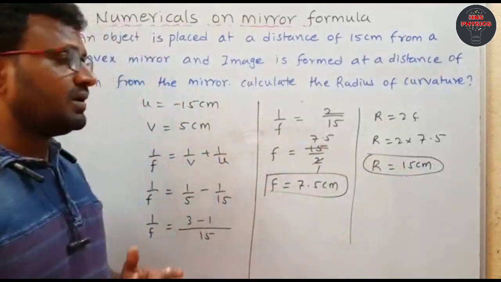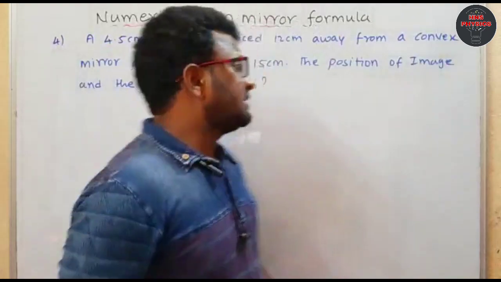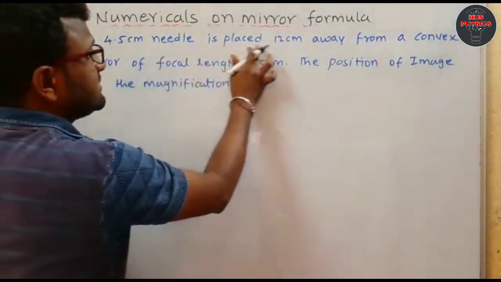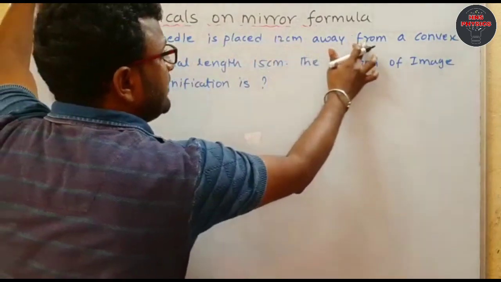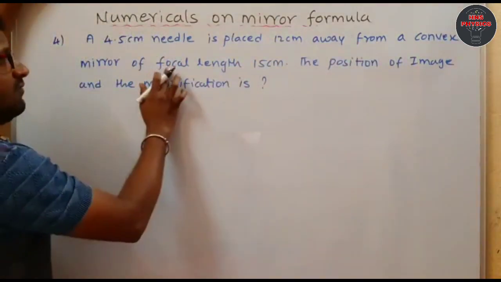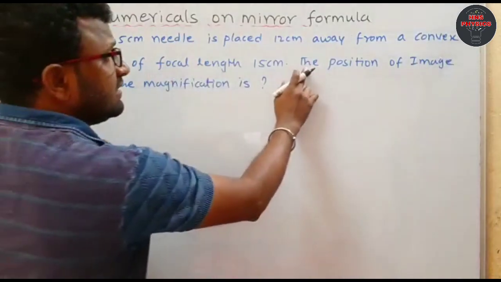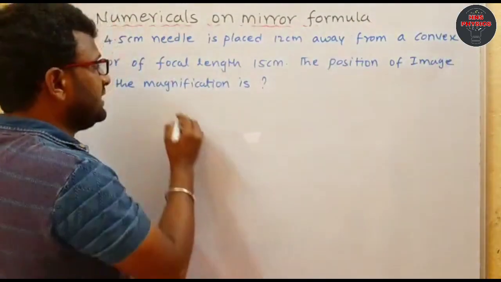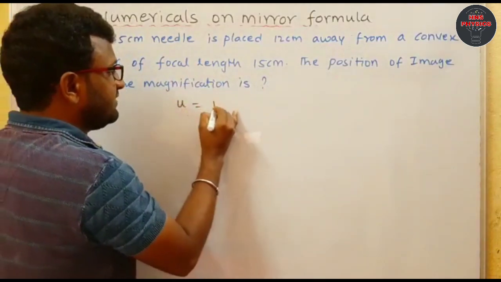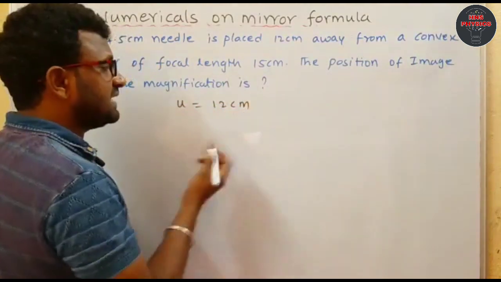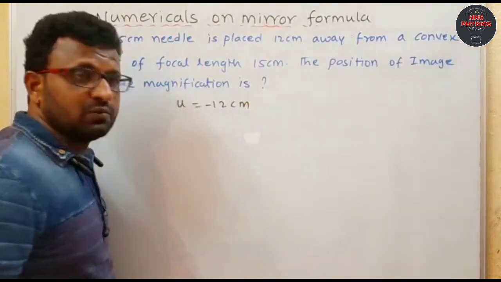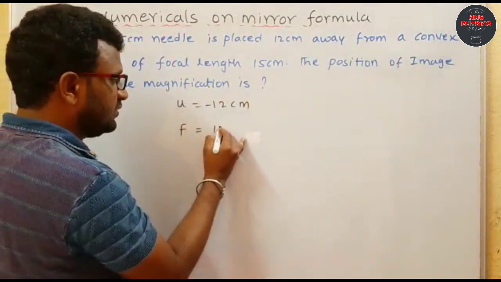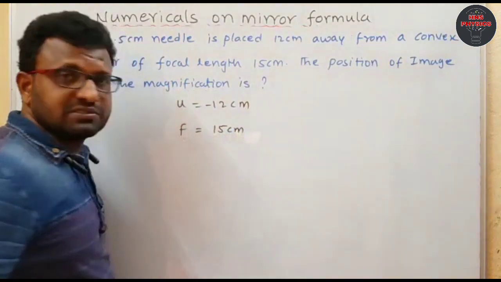So this is the third problem. Come to the fourth problem. What is given? A 4.5 centimeter needle is placed 12 centimeter away from a convex mirror of focal length 15 centimeter. Then find the position of the image and the magnification. So see here, in this question object distance is given as 12 centimeter. If you take sign convention, it is negative. And focal length for a convex mirror is positive only, so no need to take a negative sign, right?